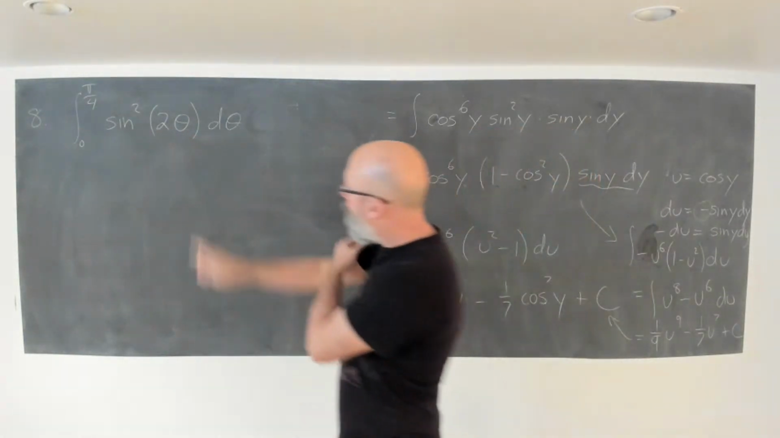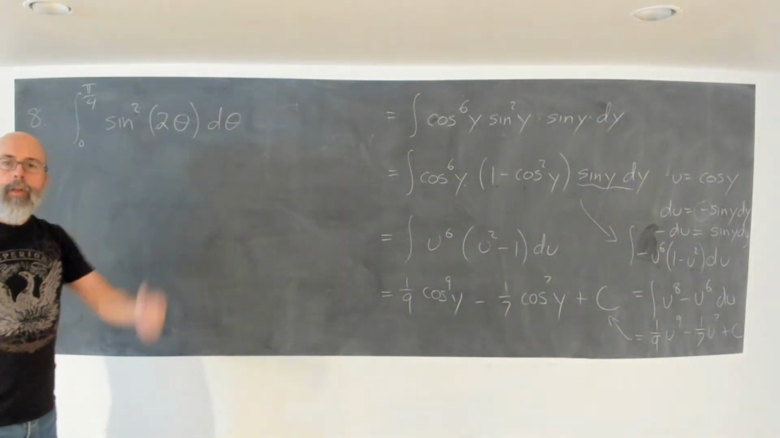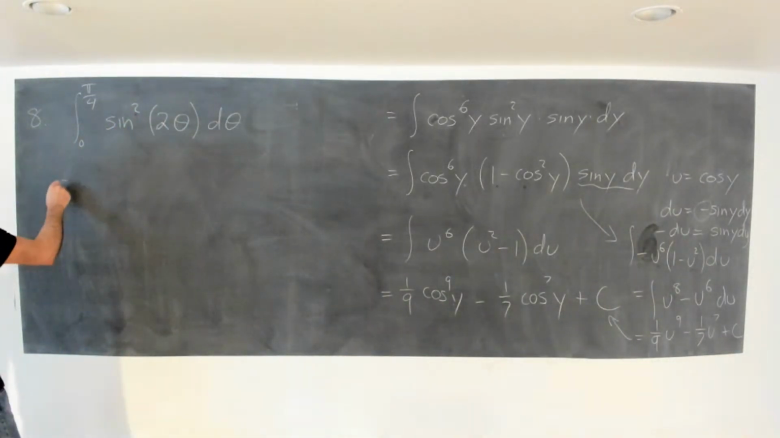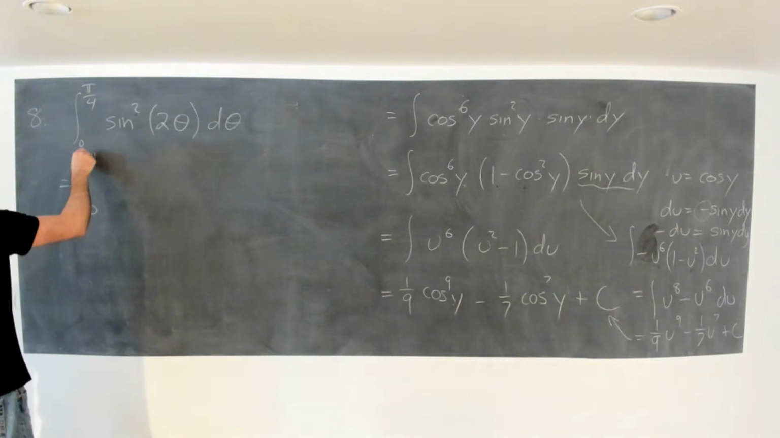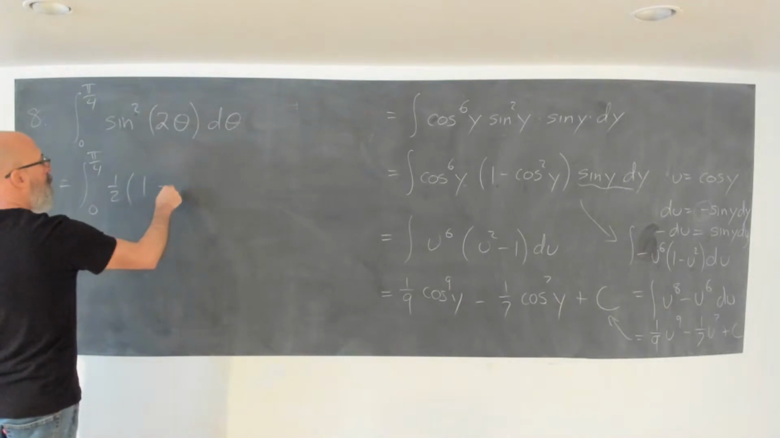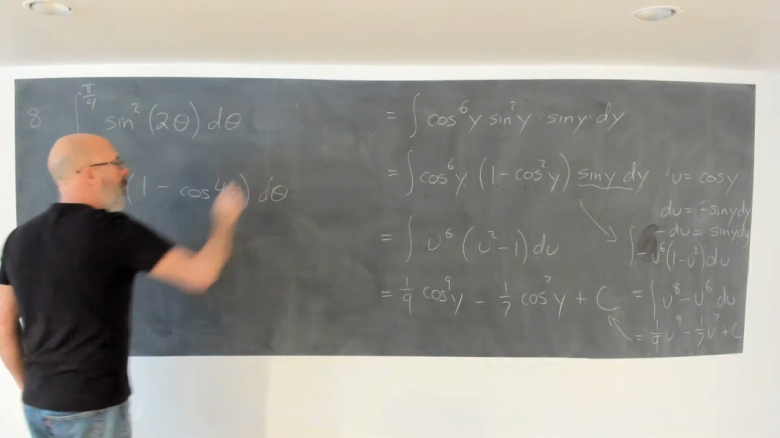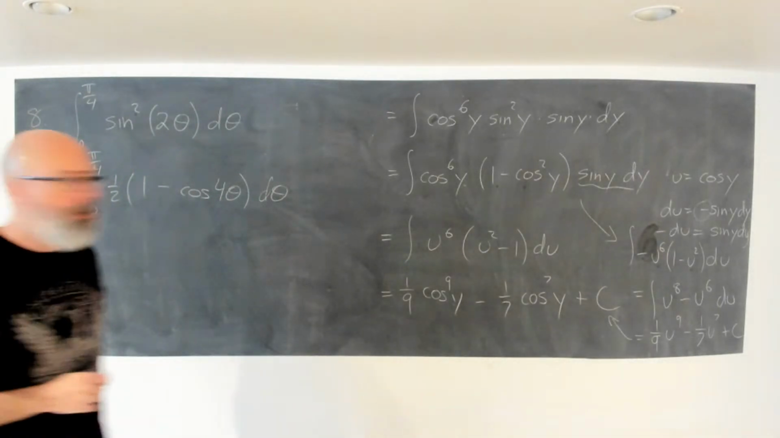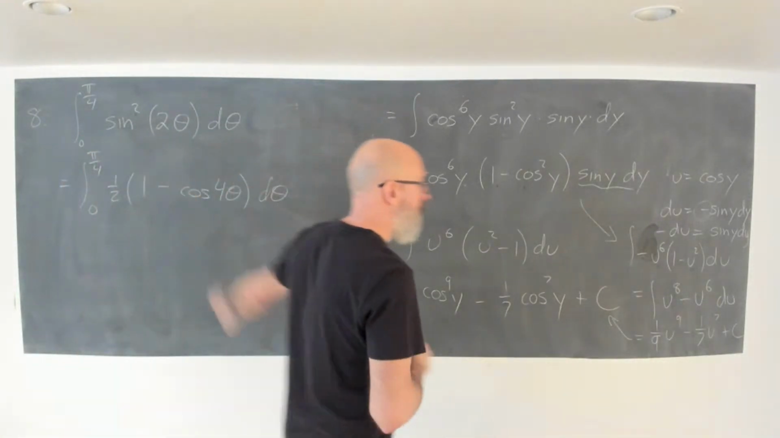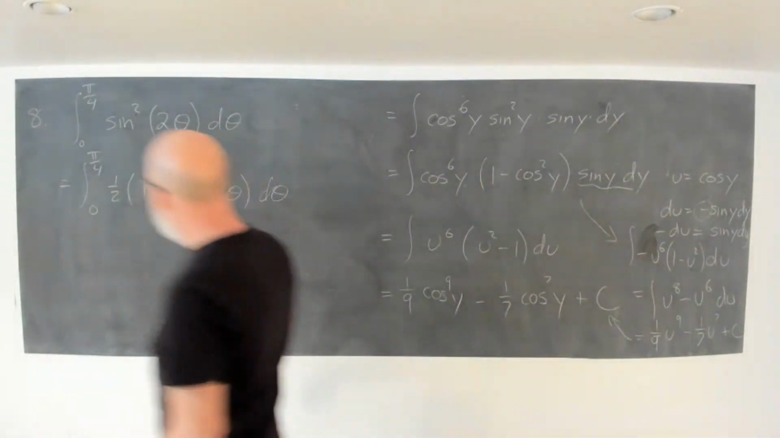Yeah, absolutely right, Paul. Thank you. You know how to integrate cosine squared, the half angle identity. So this is the integral from 0 to pi over 4 of 1/2, 1 minus cosine 4 theta. Very simple exercise. I mean, it is number 8. Finish it up.